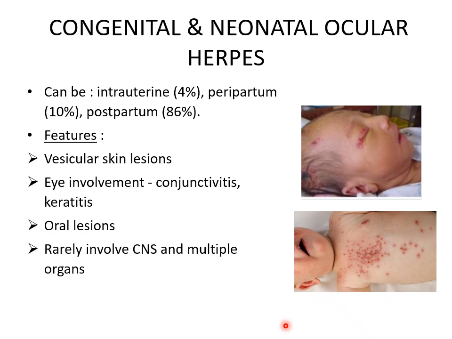There are vesicular skin lesions. These typical vesicular skin lesions may heal with or without scarring, and they are the prototype of these herpes simplex infections. Eye involvement can be in the form of conjunctivitis or keratitis. There may be oral lesions, and rarely it may involve the CNS and multiple organs.